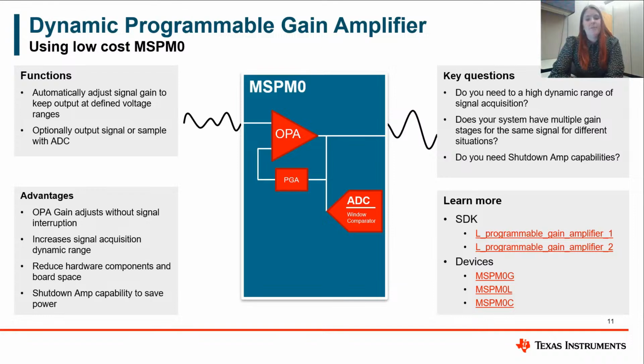The last subsystem we will go through today is the dynamic programmable gain amplifier. The goal here is that we can dynamically change the gain, output the amplified signal, and read the result with the ADC. Then, using the ADC measurements with the window comparator functionality, we can decrease the gain when the amplitude is high or increase the gain when the amplitude is low. This allows the user to maximize resolution with small input voltages with high gain, and also sample larger signals by switching to a lower gain.